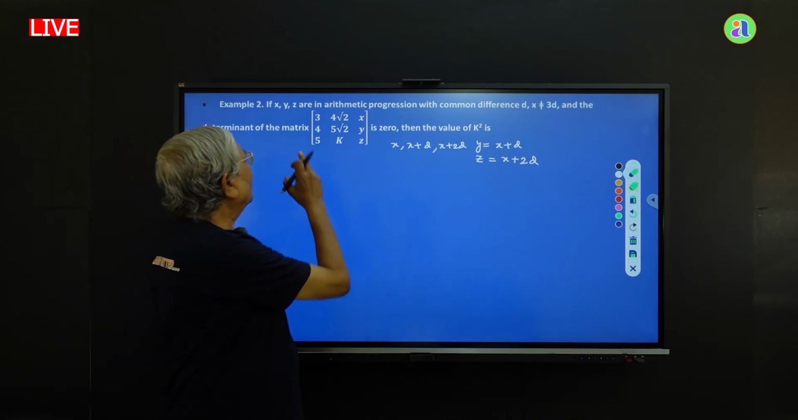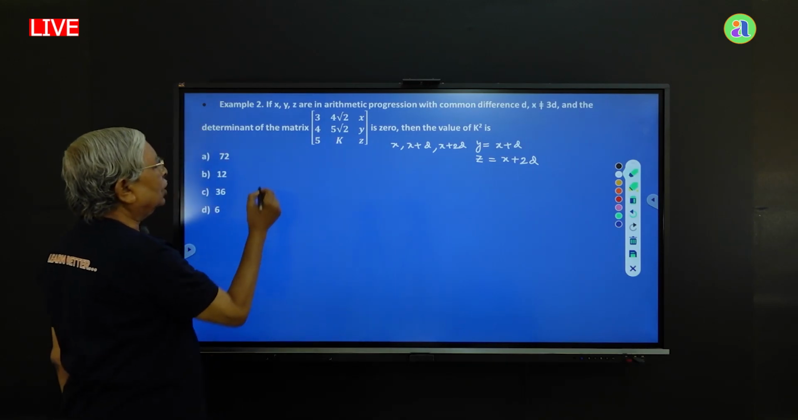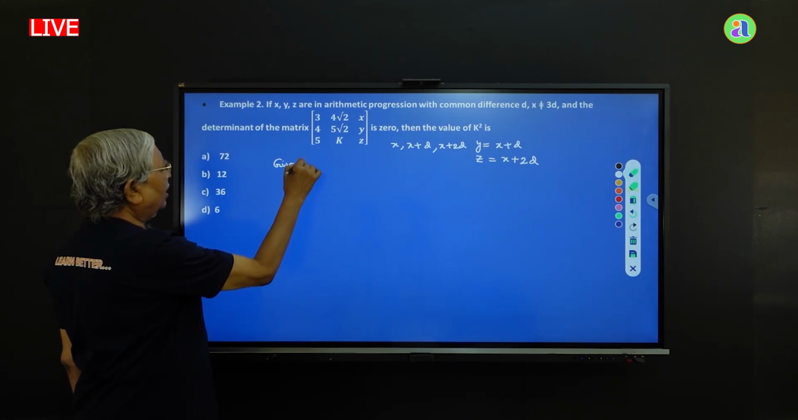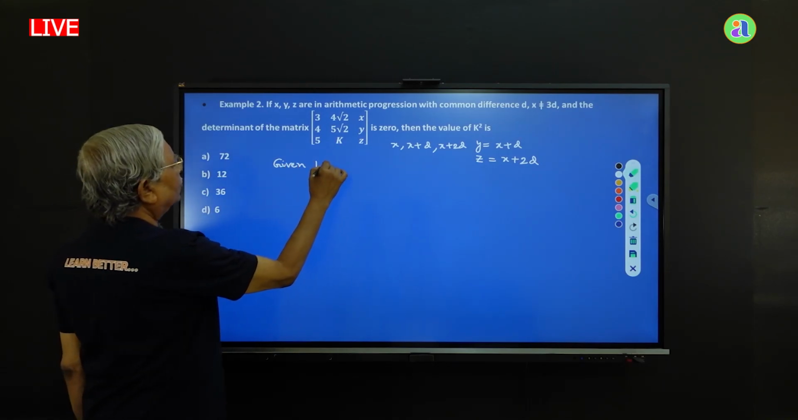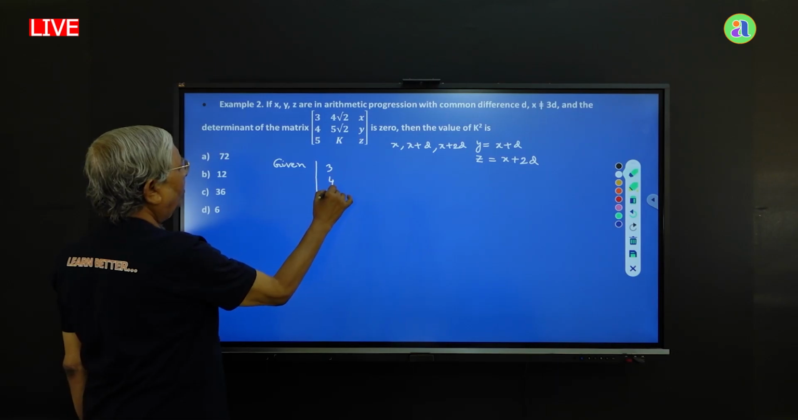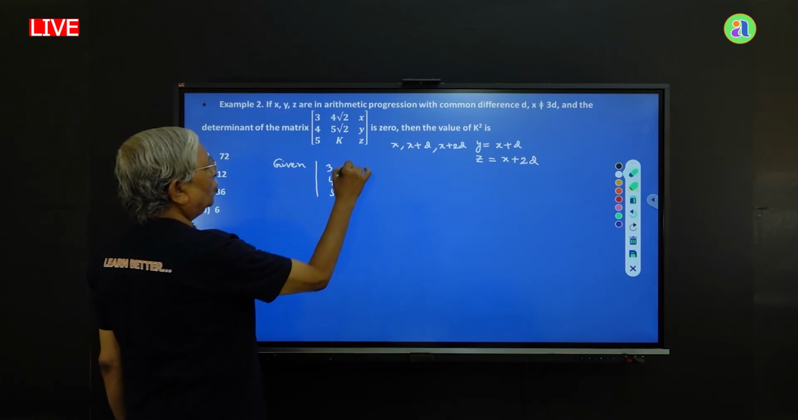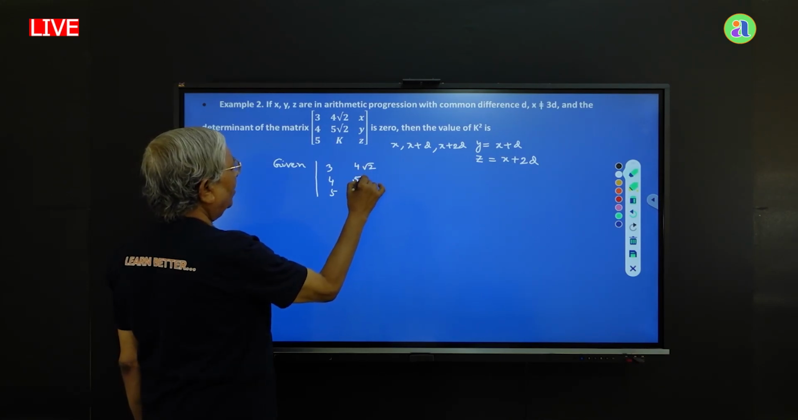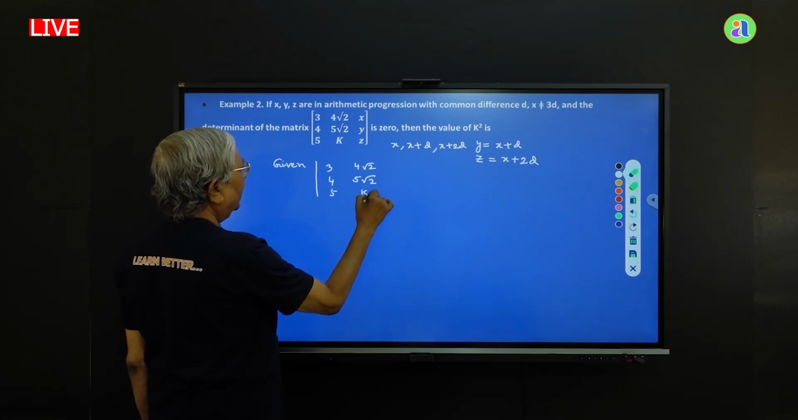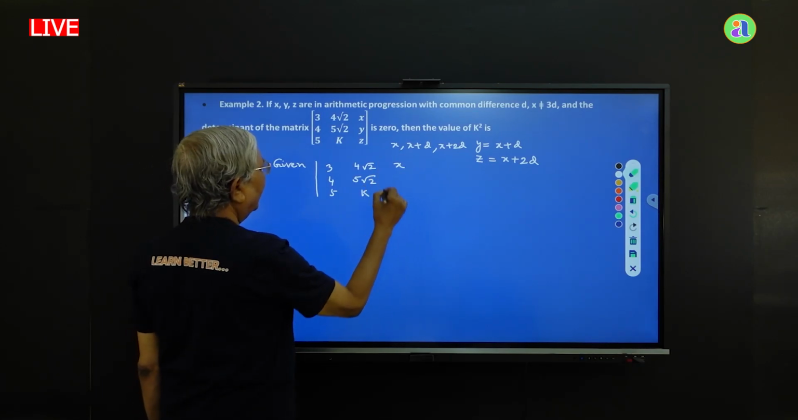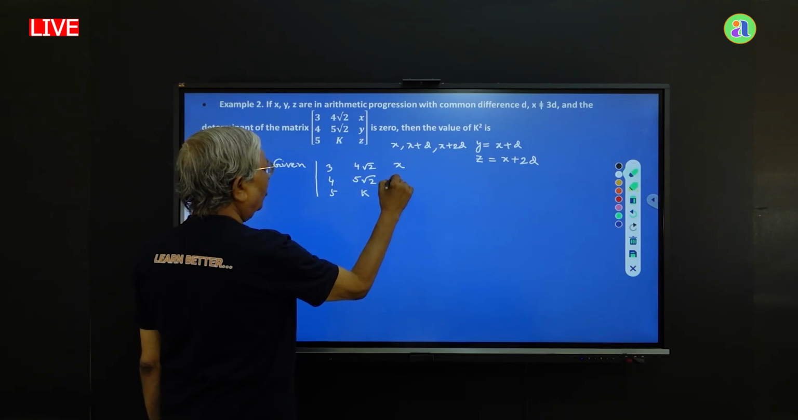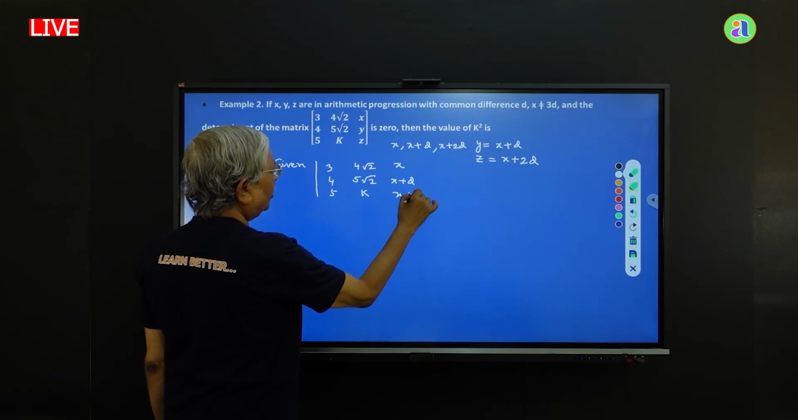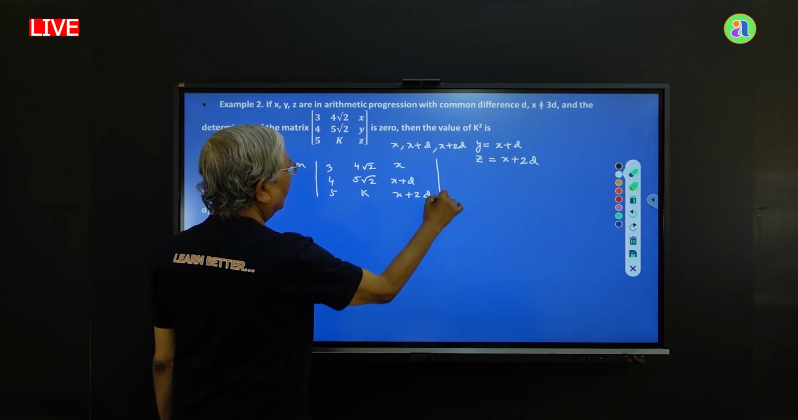Now, what are you given? The determinant of the matrix is 0. So the determinant of the matrix 3, 4 root 2, x; 5, 5 root 2, k... In place of y, we can write x plus d. In place of z, you can write x plus 2d. So this determinant equals 0.